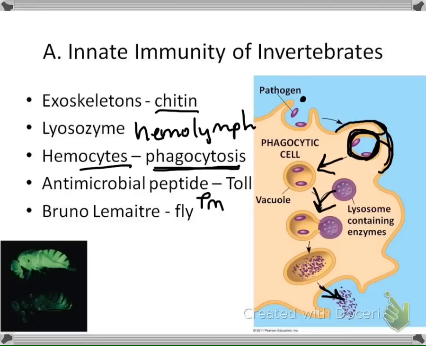Fruit flies. Another guy's doing research with fruit flies here. Bruno Lemaitre in France used modern genetic techniques to reprogram the fly immune system, and they found that a single type of antimicrobial peptide in the fly's body could be an effective immune defense.